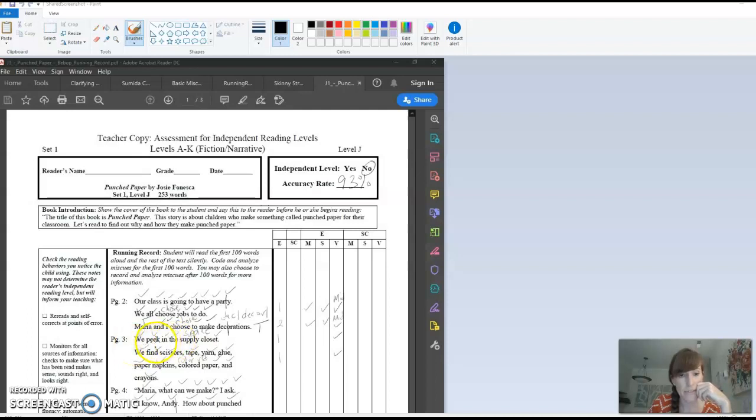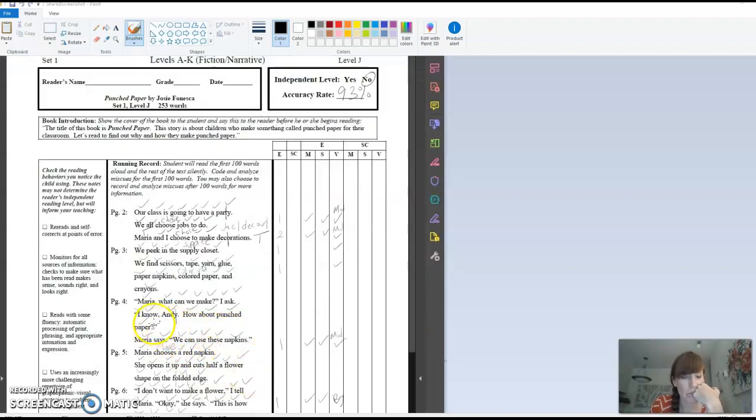For the next line, the first line on page three, she said supply instead of supply. So that counts as an error. No errors on line four, or sorry, that's one, two, three, four, five. No errors on line five. An error on line six, when she got to the word colored, she said color red. So that counts as one error. Even though she said color red, and that's two words, she was just saying it for that one word. So that counts as one error there.